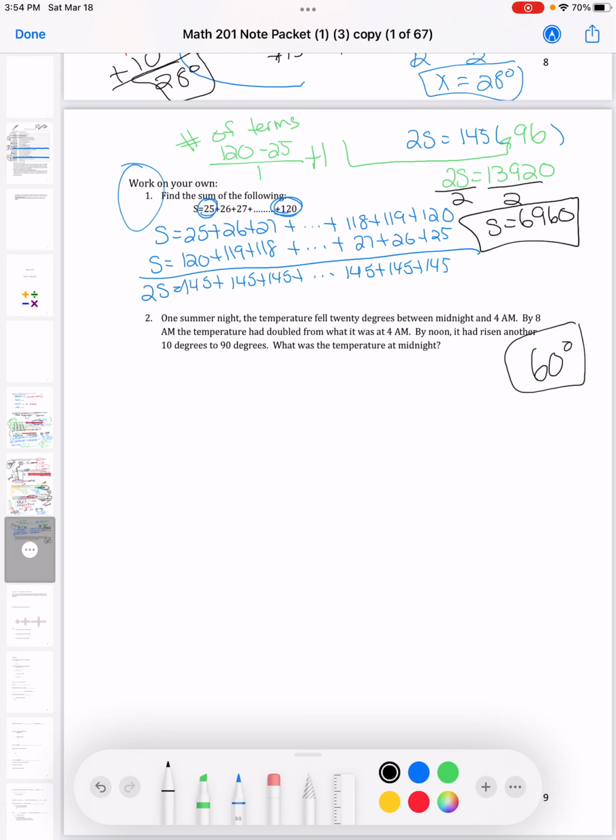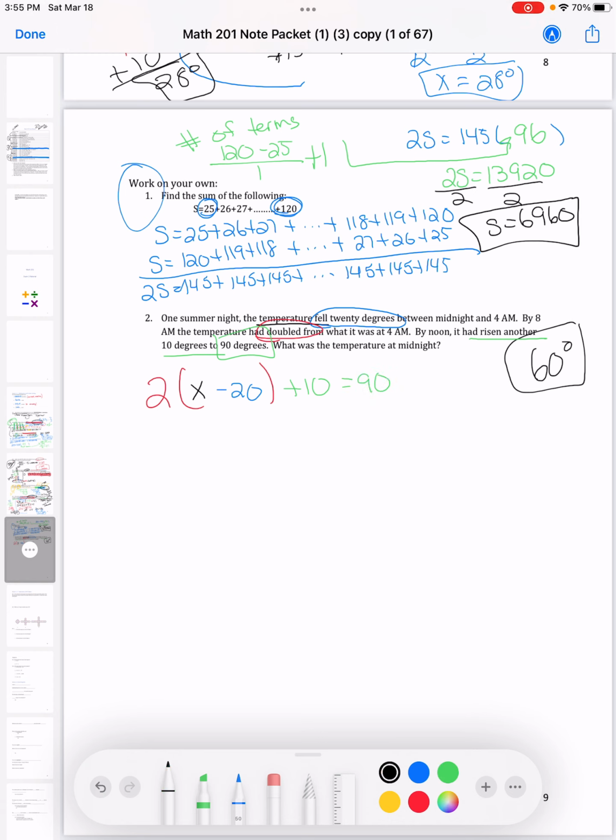Usually I've got a class about half and half, so I'll work it both ways. It doesn't really matter to me. I'll start with the algebra way since that's what I started with last time. So one summer night, we're going to start with our temperature. That's X. It fell 20 degrees, so I'm going to subtract 20. And then it doubled, so I'm going to multiply that by 2. And then it rose 10 more degrees to be 90 degrees.